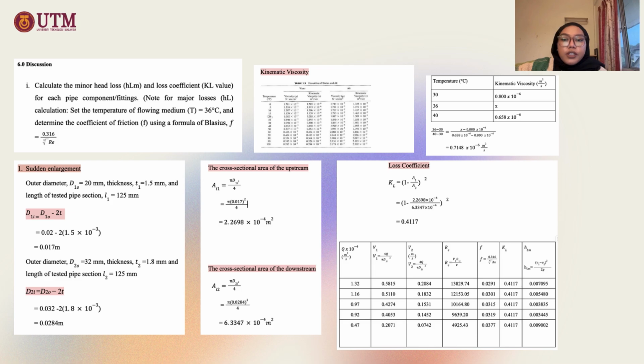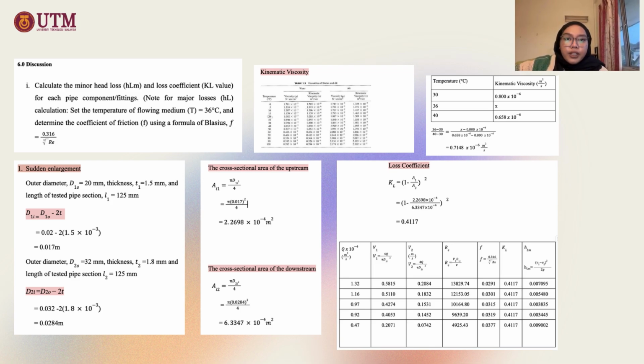For the first calculation is the sudden enlargement. We are given the outer diameter, the thickness, and the length of the tested pipe section. Using that formula, we're going to calculate the upstream diameter first, which is the inner diameter, and then we're going to calculate the downstream diameter. And then we're calculating the cross-sectional area of the upstream and the downstream to be used in the table.